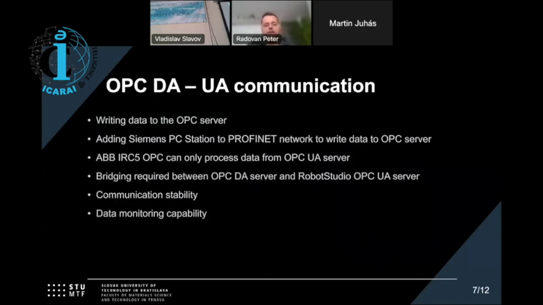So our third solution is OPC DA/UA communication. This solution writes data on the OPC server, and by adding a Siemens PC station to a Profibus network, we can write the data on the OPC server. And ABB IRC5 OPC can only read process data from an OPC UA server. This required a bridge between OPC DA and UA server. These have some advantages, such as communication stability and data monitoring capability.